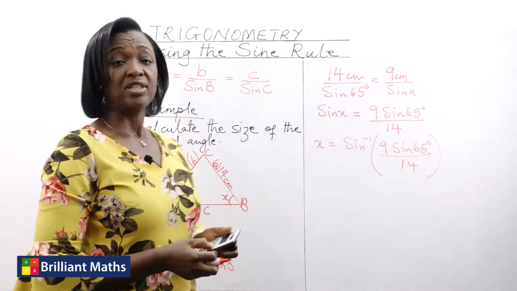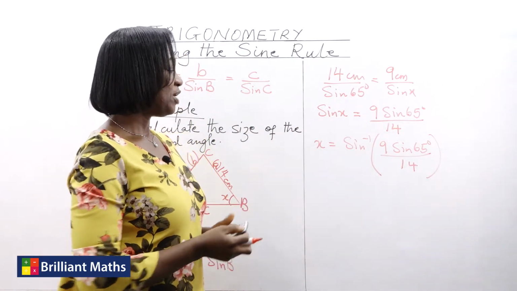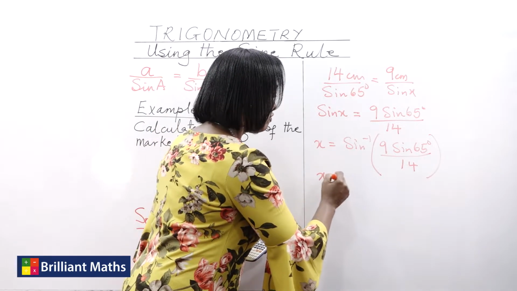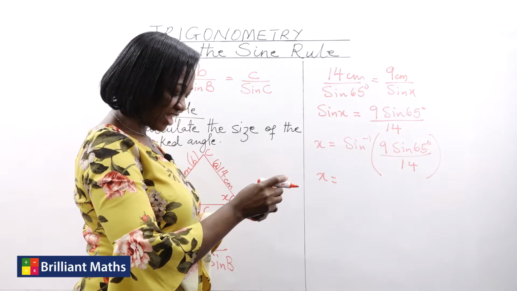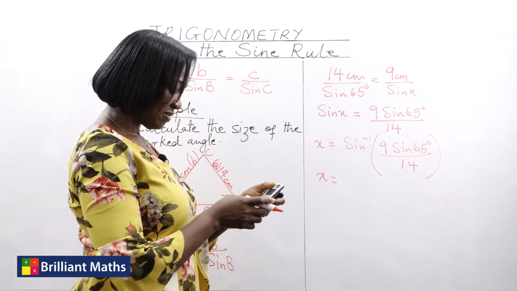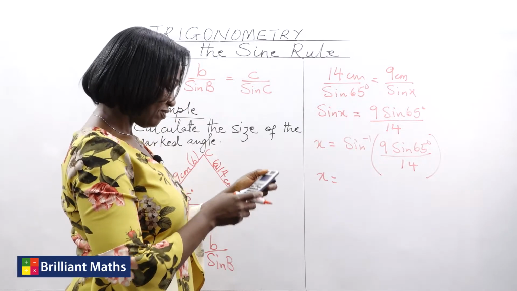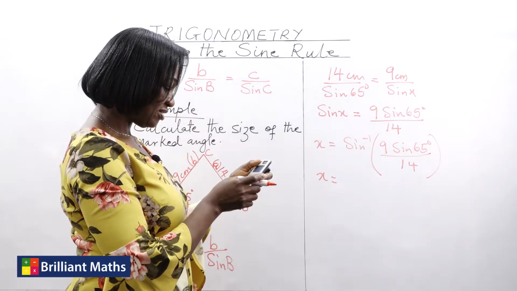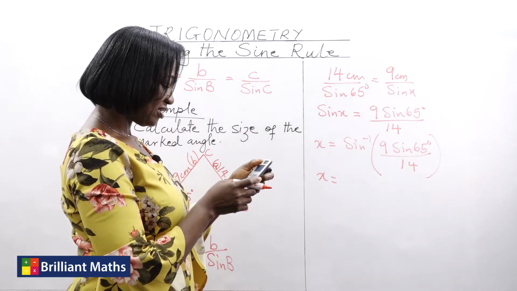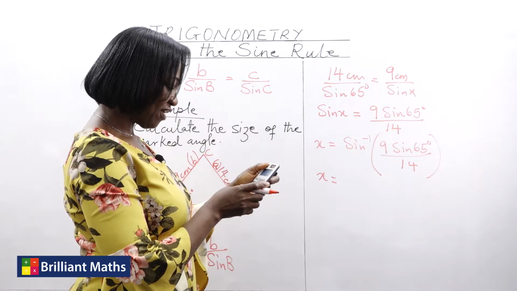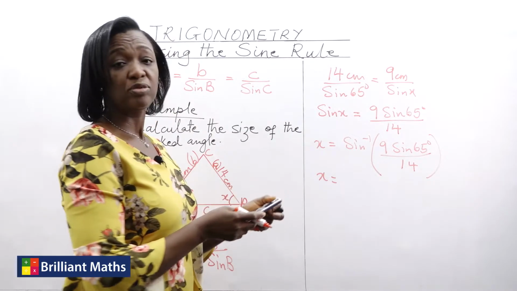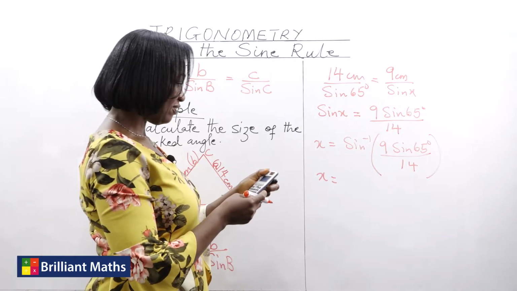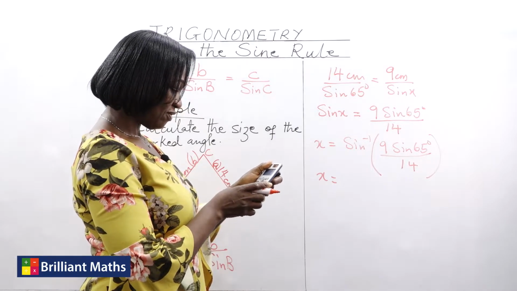So grab your calculator and let's input those figures. So we find the sine inverse. Sine inverse is the second function of 9 sine 65 degrees. Put it in your calculator so you will be able to work it out yourself, over 14.